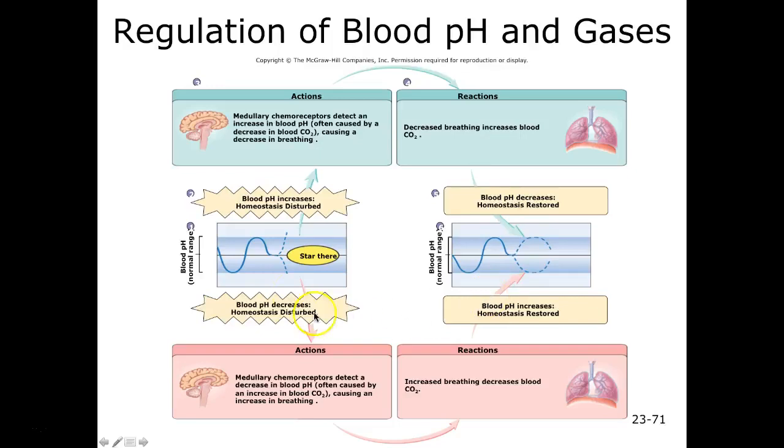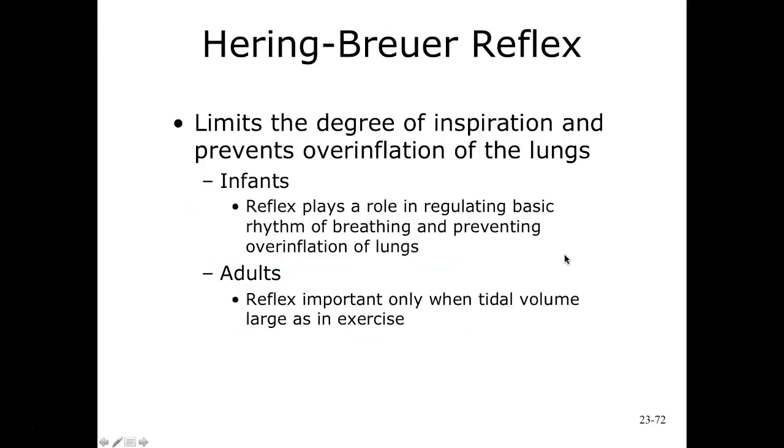Now we can have the opposite happen where we have our blood pH decrease, and then we're going to have our medullary chemoreceptors detect this decrease, and we cause an increase in our breathing. That increase in our breathing is going to cause a decrease in our blood carbon dioxide, and that brings our pH level back to its homeostasis level.